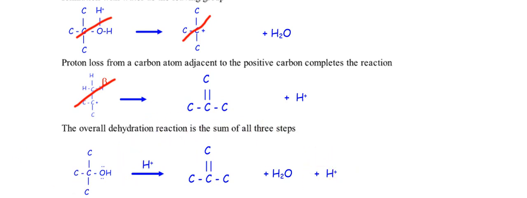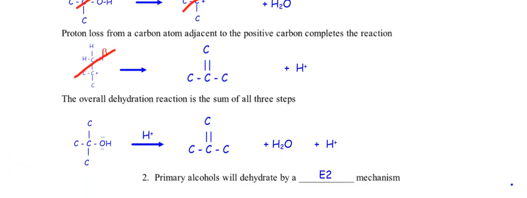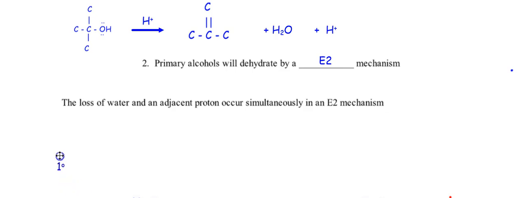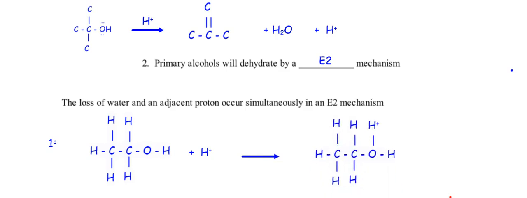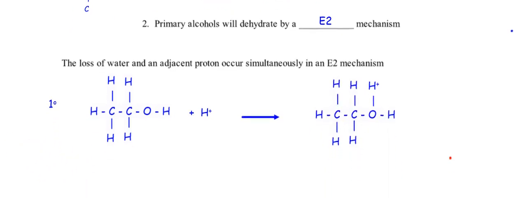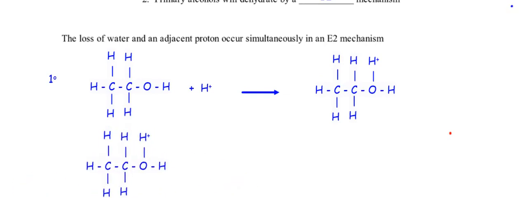Okay. Well, what do you think a primary alcohol is going to dehydrate by? If you said E2, you are correct. All right, what's going to happen here? So here's my primary alcohol. See, there's only one carbon off of here. And here's my acid catalyst. All right, so what's going to happen is I'm going to make this. All right, and then what's going to happen? That is going to do what?